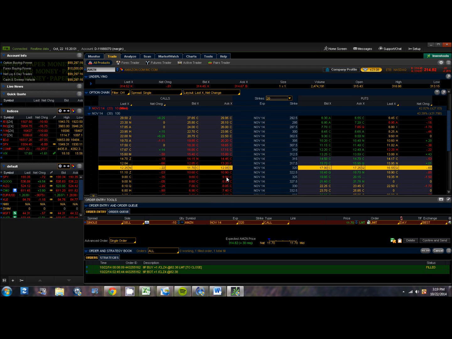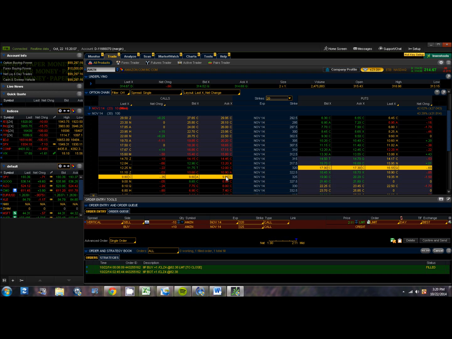If you hold down the control key and then click on this buy on the 325, boom, you see you now have both of these going in as one order. Okay? And so this is really cool. This is how you want to do a vertical spread. And you can see Thinkorswim already picks up on the fact that you are trying to do a vertical spread. And so these two orders will get filled together.